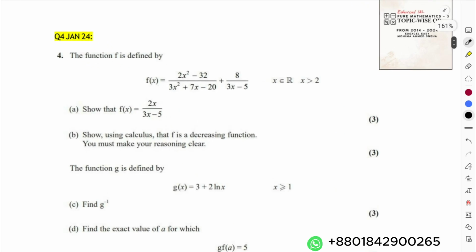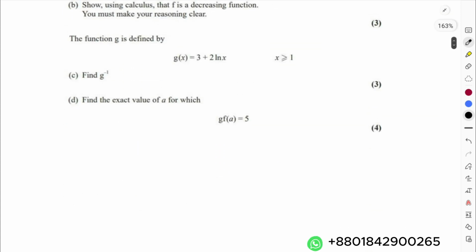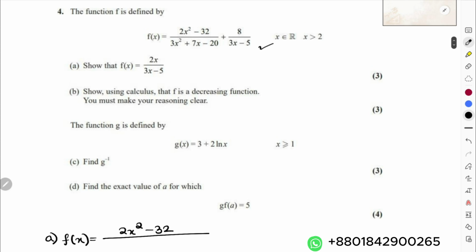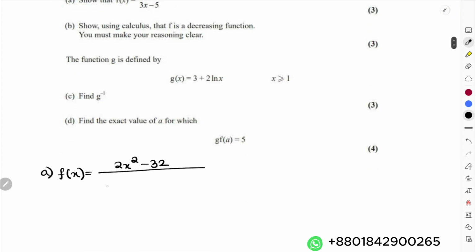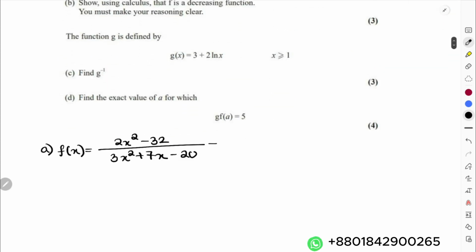This is from Jan 24 question 4. There we have to first work with factorization, like simplification, and then the function begins. So we have the expression as (2x squared minus 32) divided by (3x squared plus 7x minus 20), plus 8 divided by (3x minus 5).